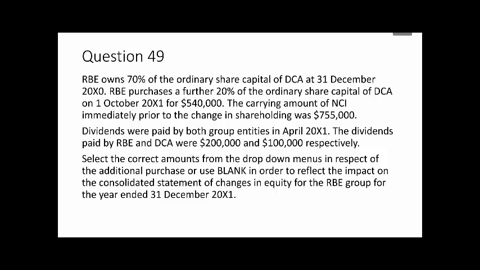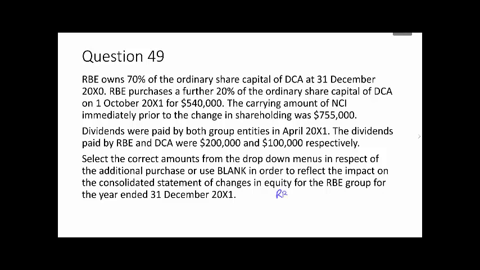$540,000. At that point it says the carrying amount of the NCI was $755,000. Dividends were paid by both group entities, $200,000 and $100,000 respectively, and what we want to do is go and complete that statement of change in equity that they've started by taking account of any movements that come into play because of this change of group structure.